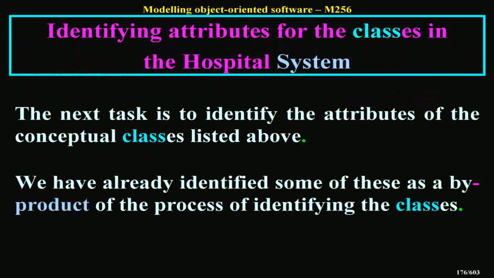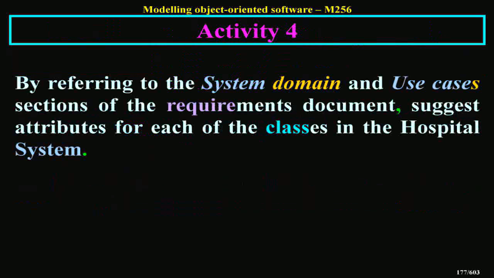Identifying attributes for the classes in the hospital system. The next task is to identify the attributes of the conceptual classes listed above. We have already identified some of these as a byproduct of the process of identifying the classes. Activity 4. By referring to the system domain and use cases sections of the requirements document, suggest attributes for each of the classes in the hospital system.